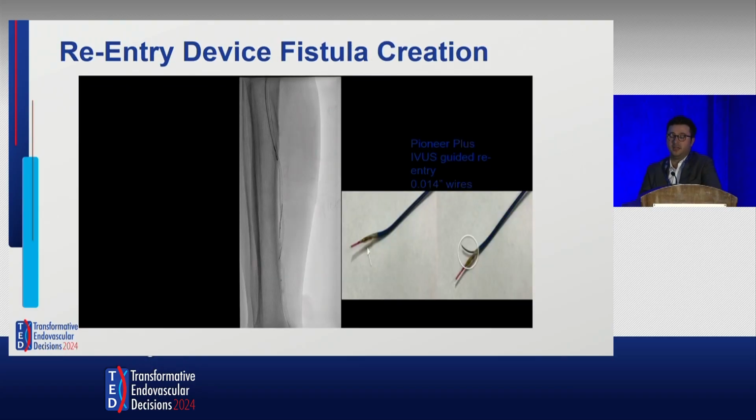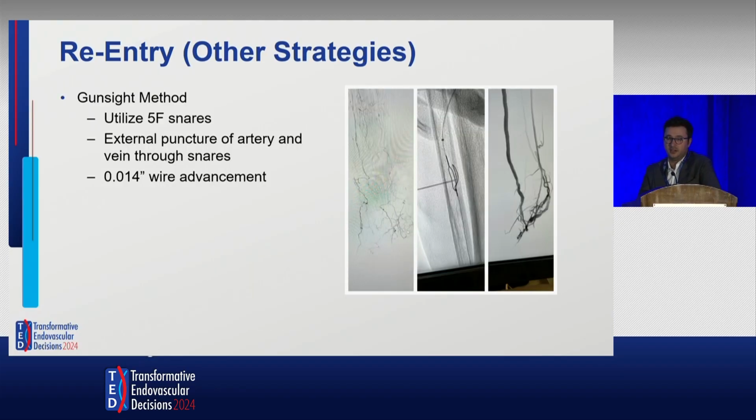That being said, we ultimately crossed using off-the-shelf technology. I rely on the Pioneer ultrasound-guided reentry device. You can see here crossing from the artery into the vein. Other well-documented techniques that people utilize to reenter are the gun-sight method or the VAS method, popularized by Dr. Siah in Spain. And this uses 2 5 French snares. You snare the wire, you snare the needle from an external puncture through both artery and vein, advance an 014 wire, and then utilizing both snares, you pull out one from below and one from above, and you can have through and through access.